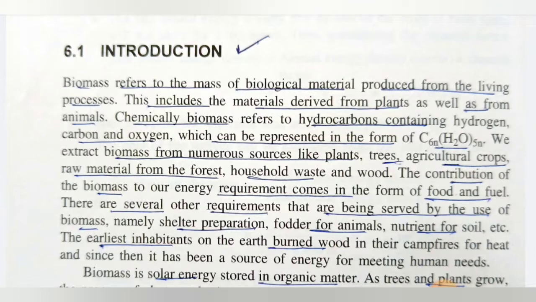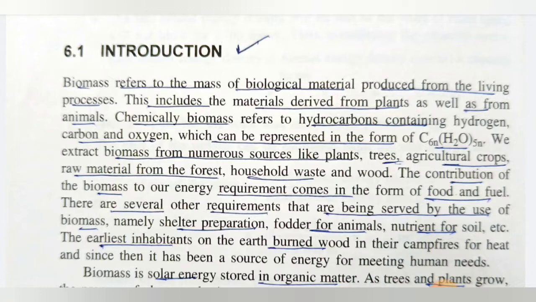As we hear the word biomass energy, what does biomass mean? It is the energy derived from waste material. Biomass refers to the mass of biological materials produced from living processes. This includes material derived from plants as well as from animals. Materials derived from plants are, for example, leaves and various parts of the plants, which are biological materials.